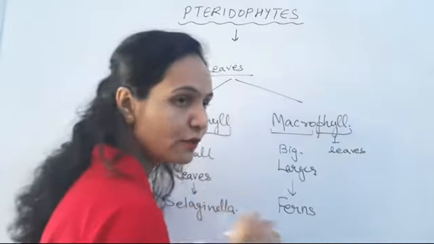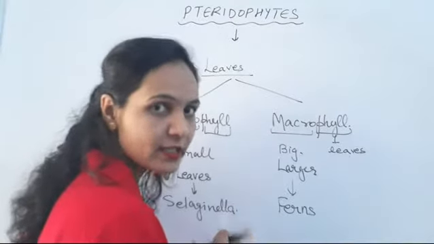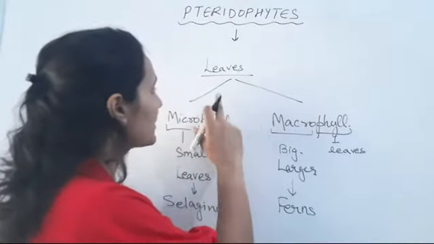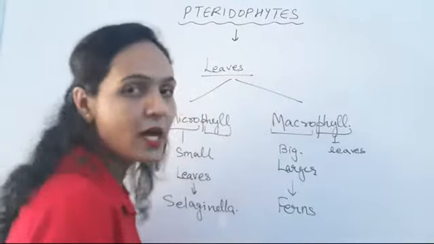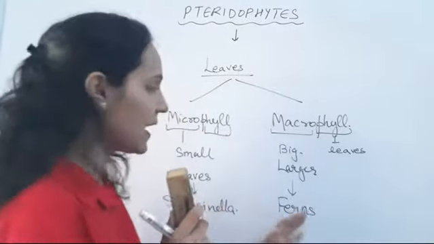For exam point of view, make sure that you revise it again. Okay, so the sporophytic body produces two kinds of leaf. One is macrophyll, the other one is microphyll. Clear? The examples I have given here.